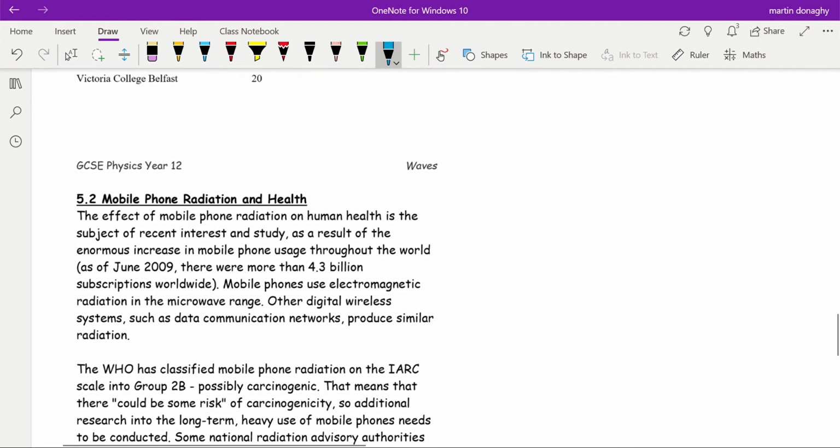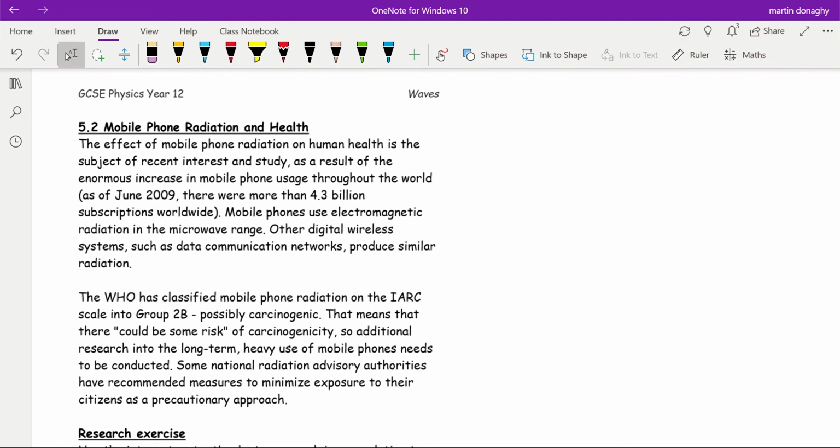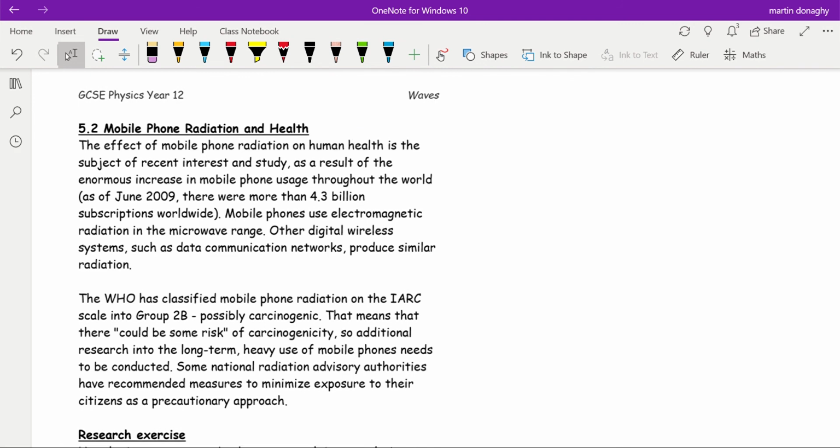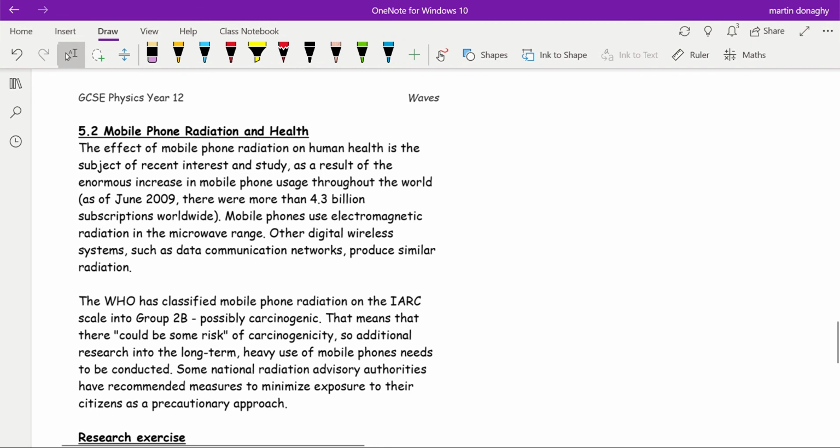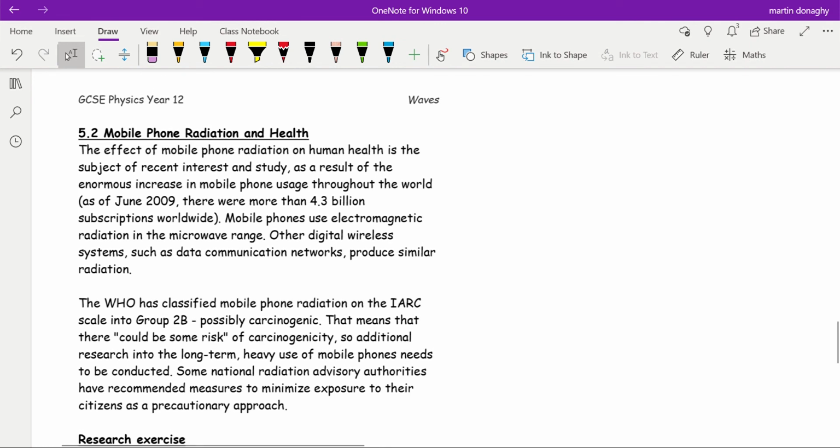The next bit down here, I would read through that just a little bit. We discussed this when we were talking about the dangers of all our radiation in the electromagnetic spectrum. So we're not going to put another video for that. So just make sure you read through that next section.